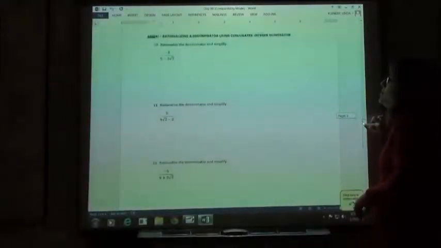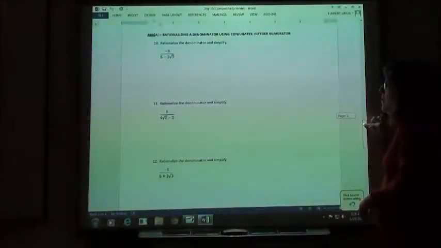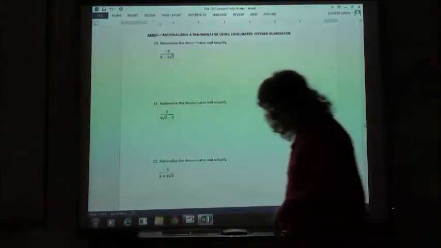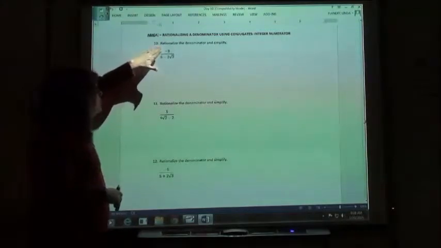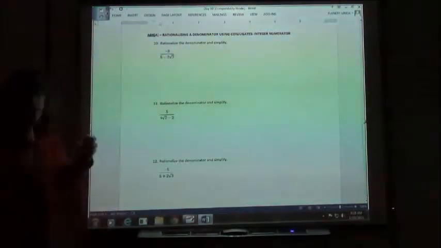Now it tells us to rationalize the denominator using conjugates. Conjugates, those are the ones where we FOILed, where one had a plus sign and one had a minus sign, but we had the exact same terms. So, when they tell us to rationalize the denominator, they just want that plain whole number, one number answer.